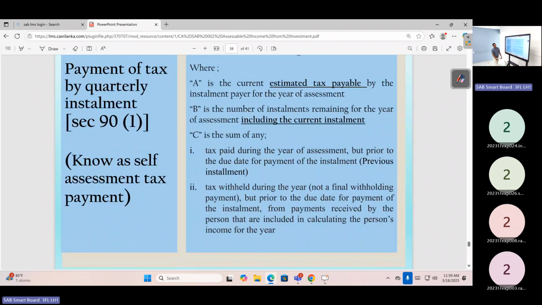Known as self-assessment tax payment, SAP. Self-assessment tax payment. So there are 4 types of assessment. The first is called self-assessment. That is the assessment made by the taxpayer. He can make a self-assessment.